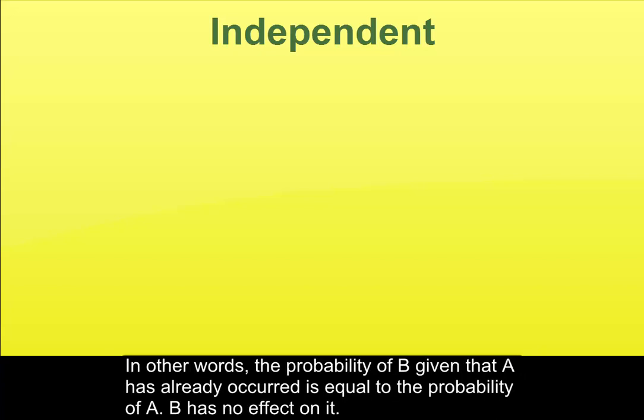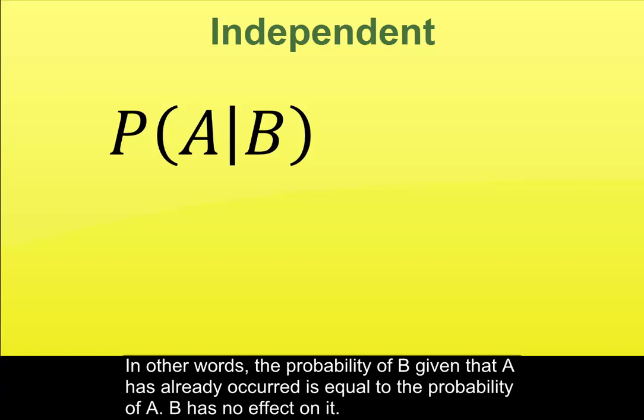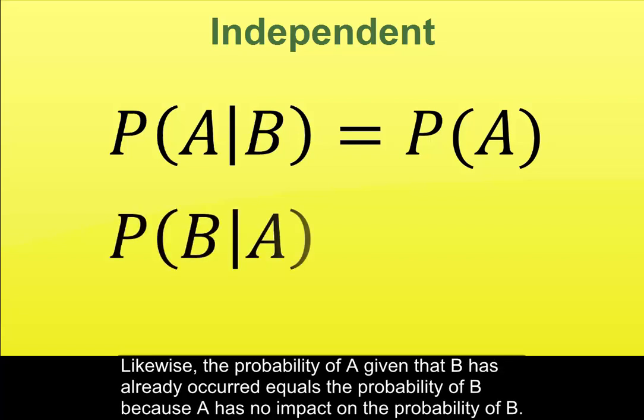So in other words, the probability of B, given that A has already occurred, is equal to the probability of B. A has no effect on it. Likewise, the probability of A, given that B has already occurred, equals the probability of A, because B has no impact on the probability of A.